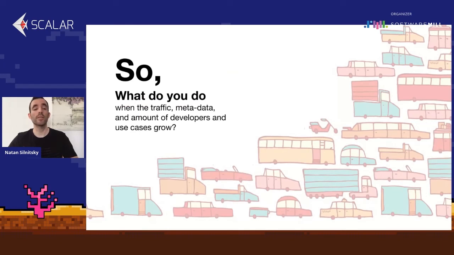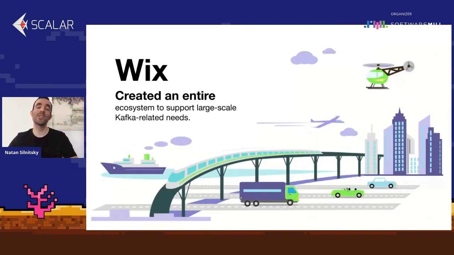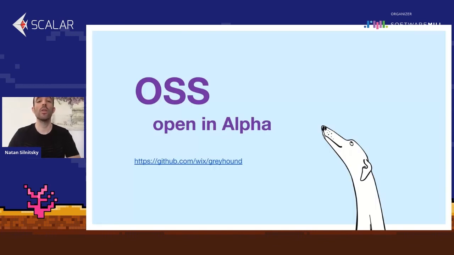Cool, so to summarize, what do you do when the traffic, metadata, and amount of developers and use cases keeps growing? Wix has created an entire ecosystem to support large-scale Kafka-related needs. And I'm glad to announce that Greyhound is also open in alpha, so you can go and check it out. We're doing a few last improvements for our Greyhound code, so hopefully it will be very soon open officially for beta users, for you to use in your own code and organization.